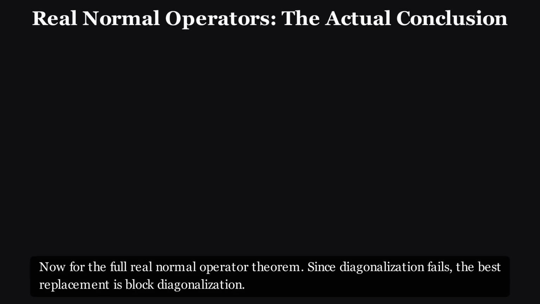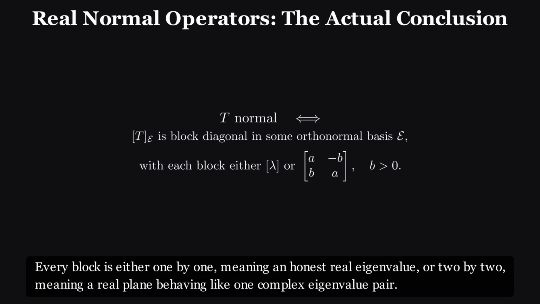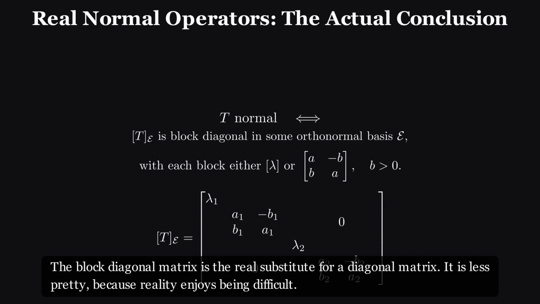Now for the full real normal operator theorem. Since diagonalization fails, the best replacement is block diagonalization. Every block is either 1 by 1, meaning an honest real eigenvalue, or 2 by 2, meaning a real plane behaving like one complex eigenvalue pair. The block diagonal matrix is the real substitute for a diagonal matrix. It is less pretty, because reality enjoys being difficult.